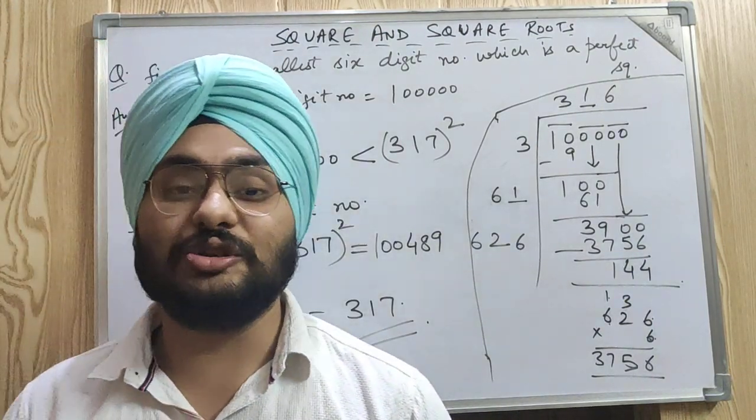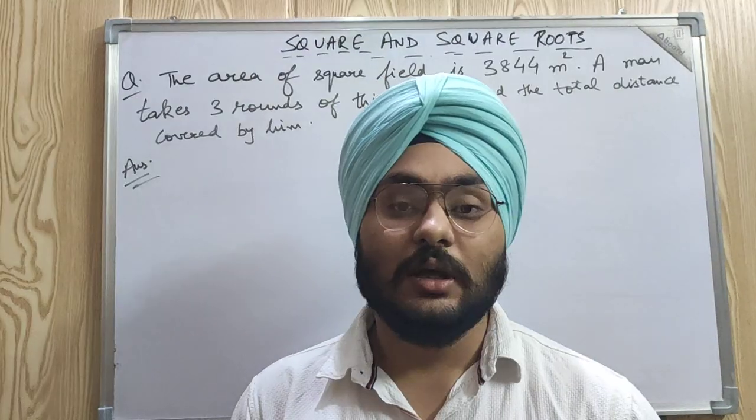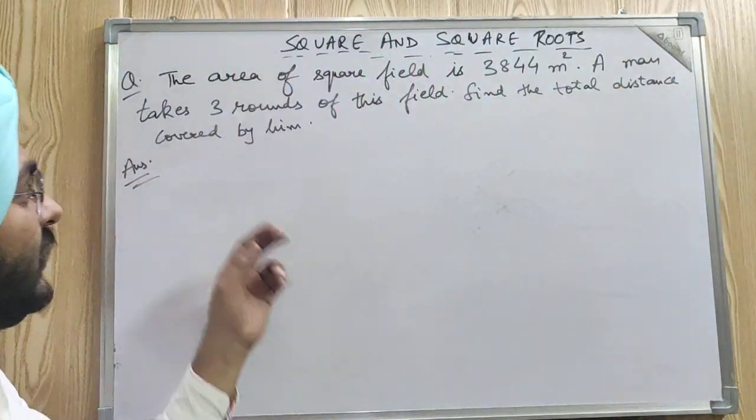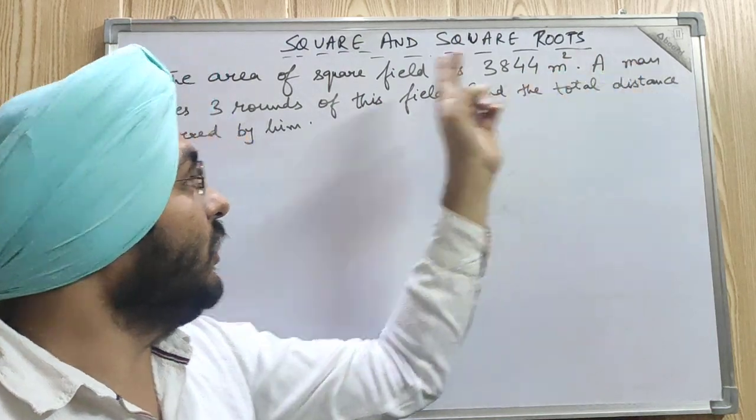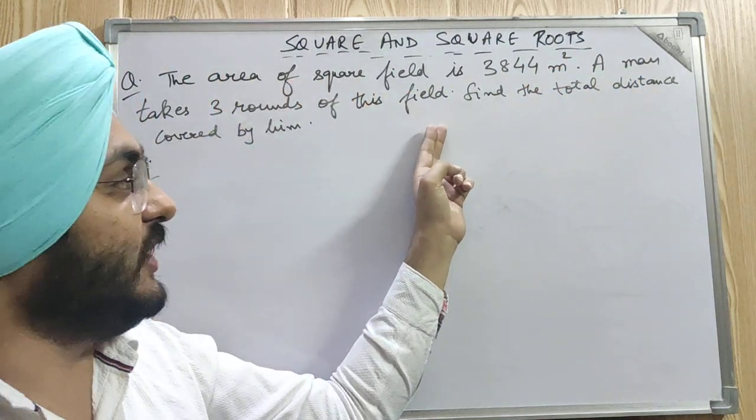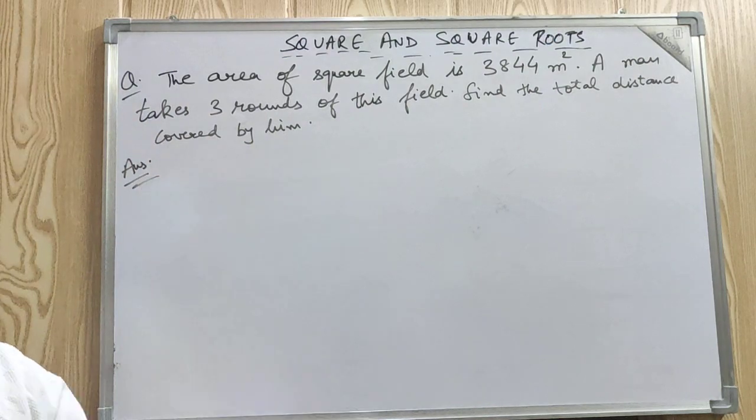So coming to the next question now. Our next question is like this. The area of a square field is 3844 meters square. A man takes 3 rounds of this field. Find the total distance covered by him.